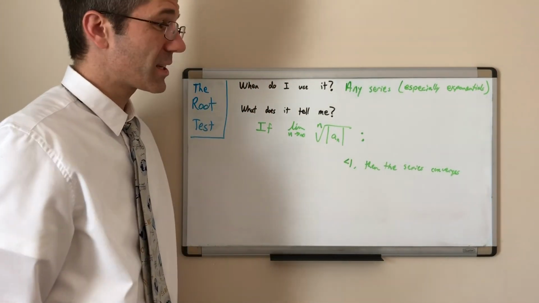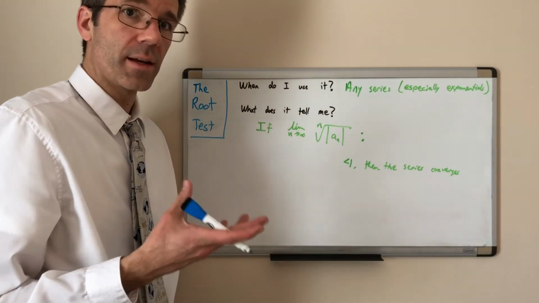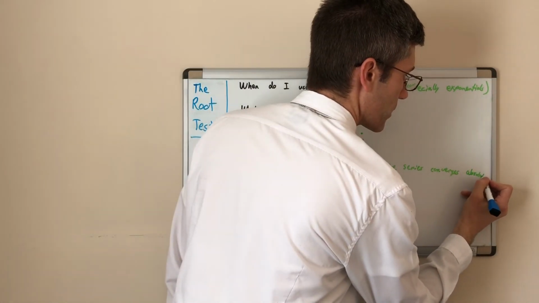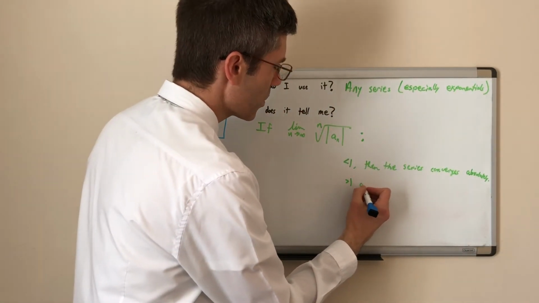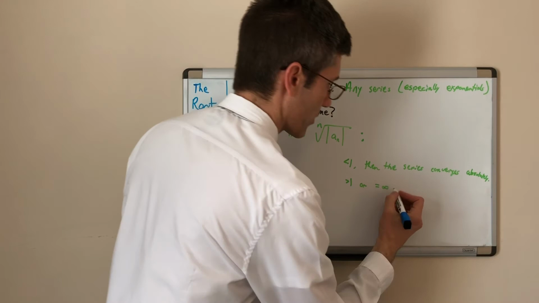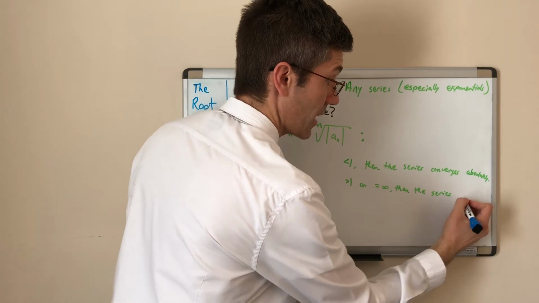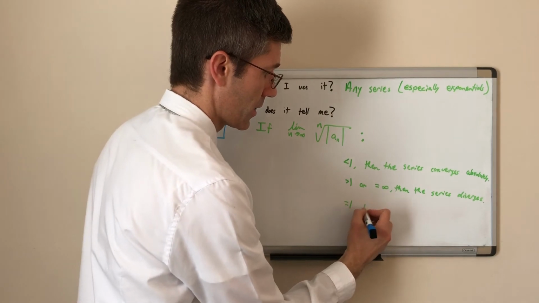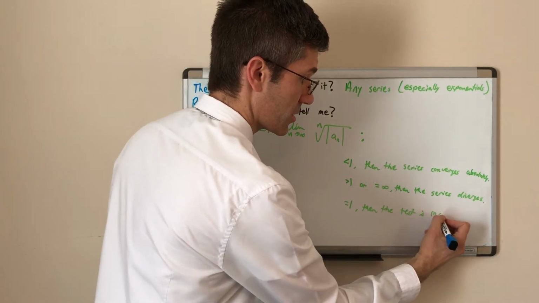And I'm going to go a little further. I'm going to say it converges absolutely, meaning that if it's an alternating series, then its positive converges and its alternating back and forth would converge. So converges absolutely. If it is greater than 1, or you could say equals infinity, which of course is greater than 1, but slightly different category, then the series diverges. And if it equals 1, then the test is inconclusive.